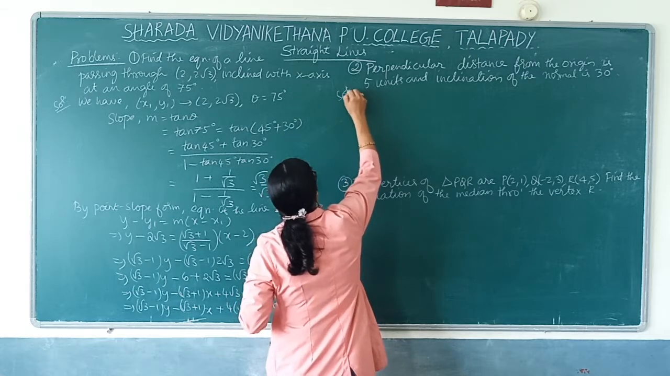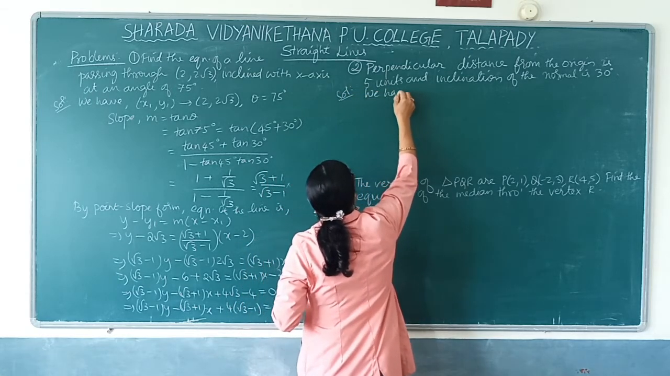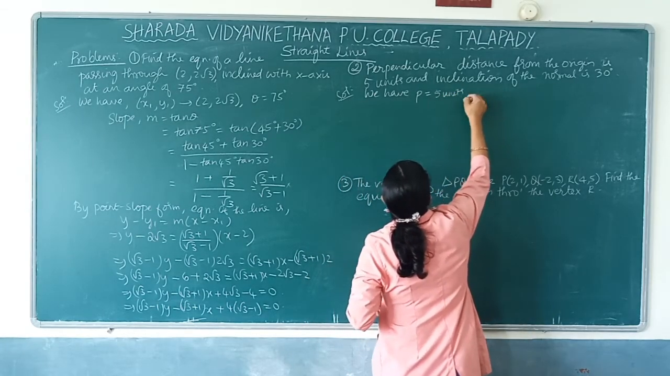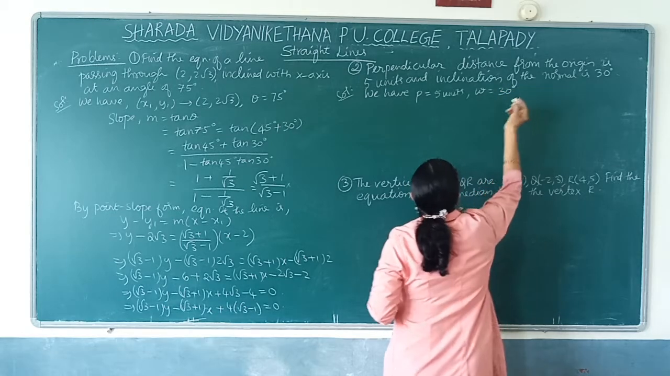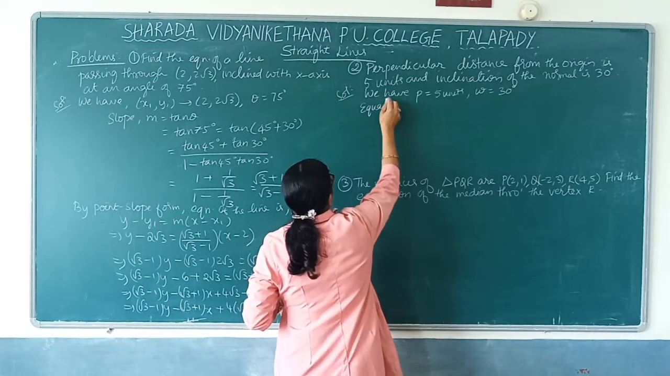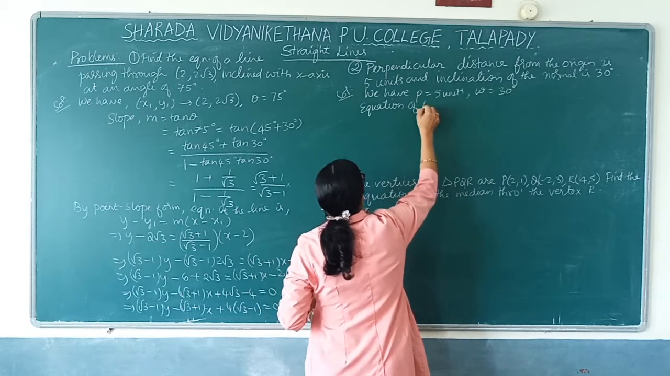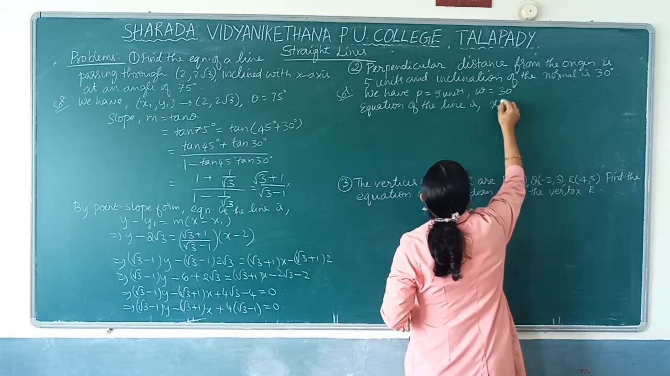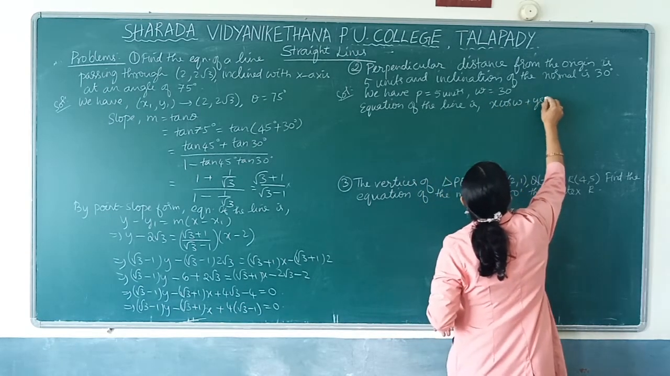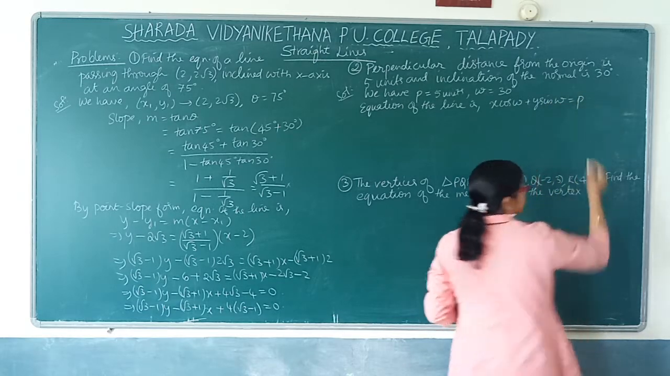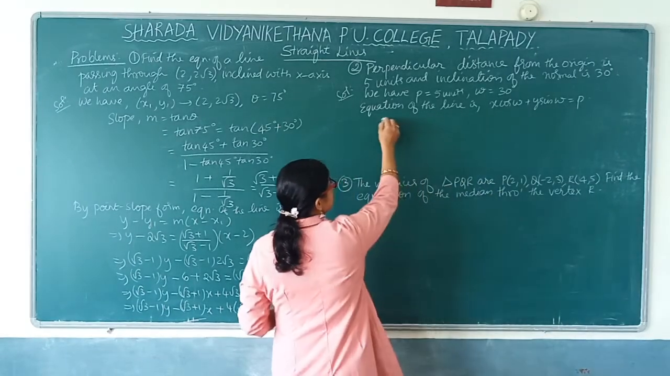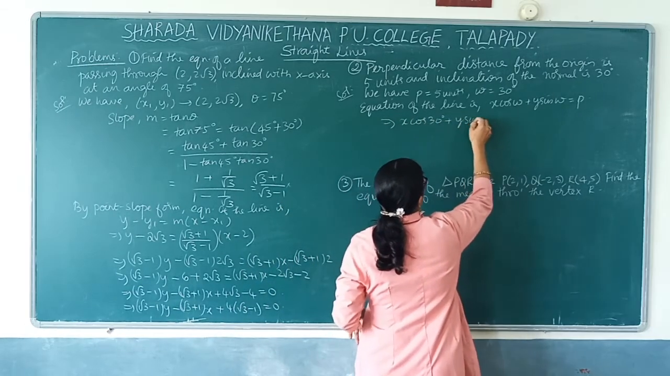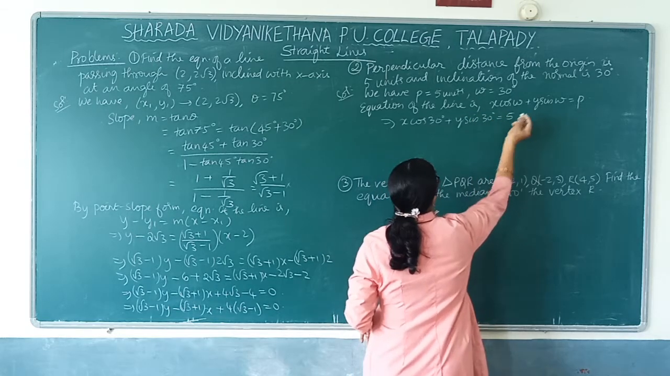So what is the solution? We have P is equal to how much? 5 units. And omega is equal to 30 degrees. Okay. So what is the equation of the line? The equation of the line is x cos omega plus y sin omega is equal to P. So all values of P and omega we will substitute here. x cos 30 degrees plus y sin 30 degrees is equal to 5. Value of P you give.